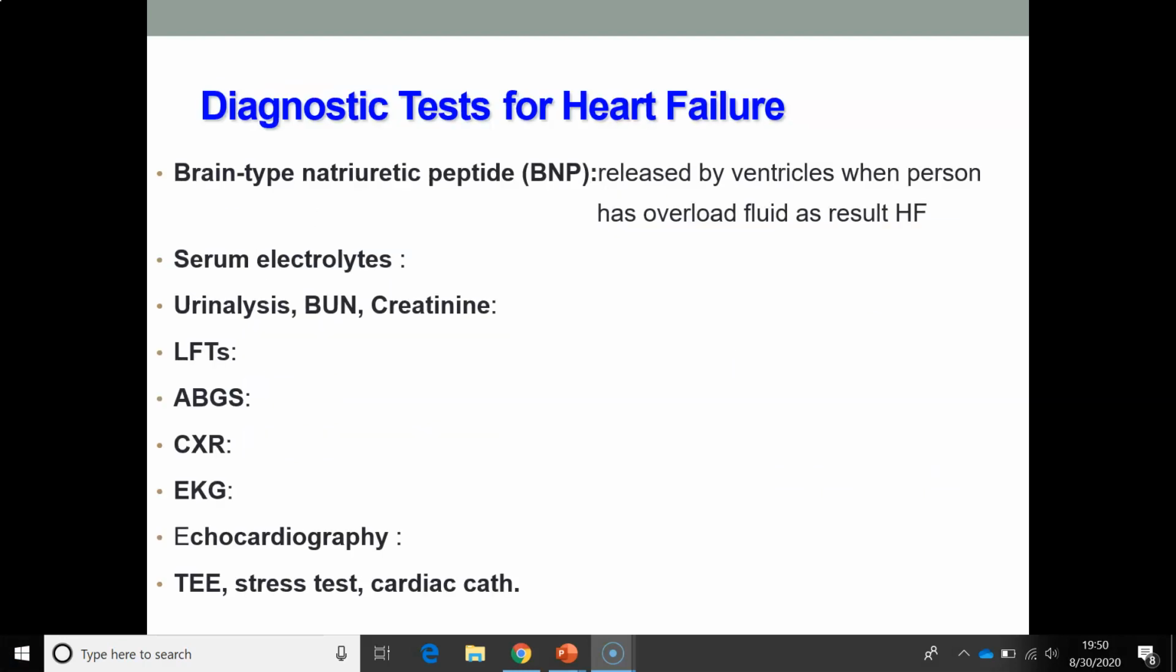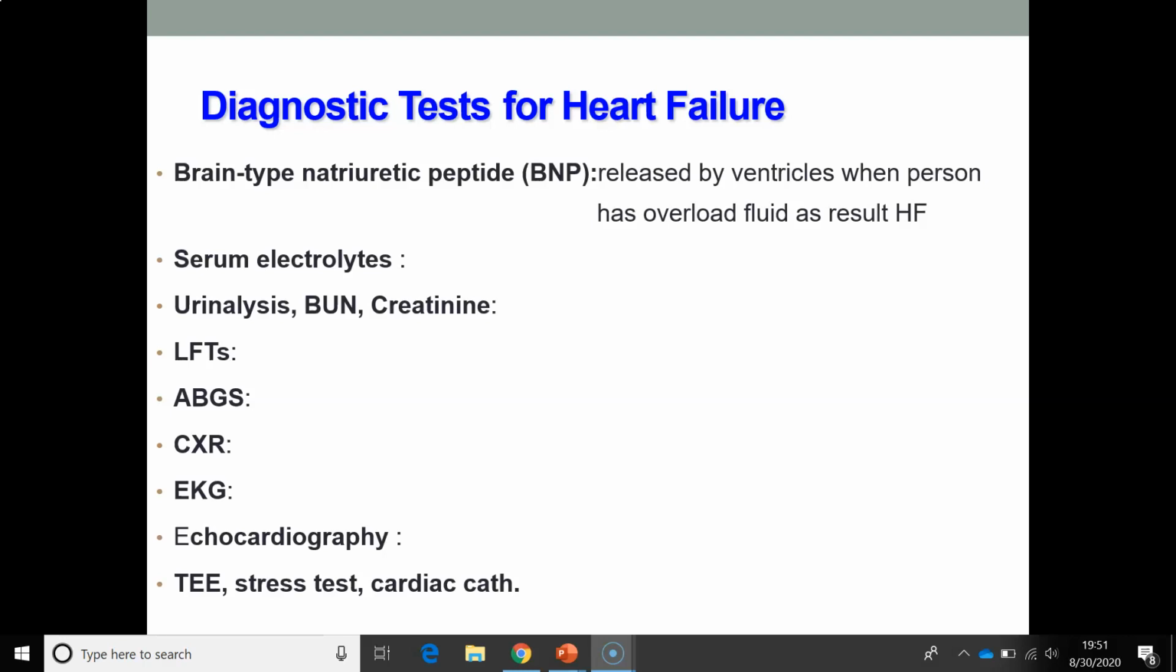Diagnostic tests for heart failure. Some of these are lab tests, such as the BNP, because it is released by the ventricles when the person has fluid overload, such as with heart failure. Of course, we're going to do serum electrolytes, a urinalysis, BNP, creatinine. Sometimes the patients will have lung function testing. They will have ABGs done, especially if they are hypoxic.